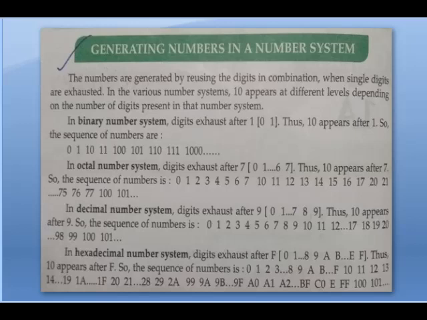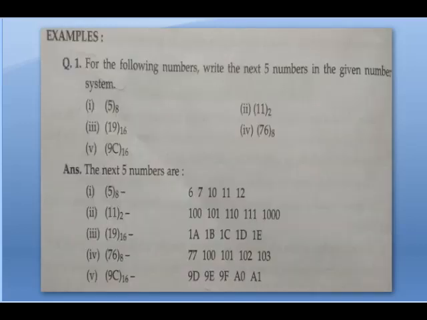See students, here are some examples. For the following numbers, write the next 5 numbers in the given number system. The first one is base 8. Base 8 means it is an octal number, so we cannot write the digits 8 and 9 here. The next 5 numbers are 6, 7. After 7 we have to skip the 2 digits 8 and 9. So it is 10, 11 and 12.